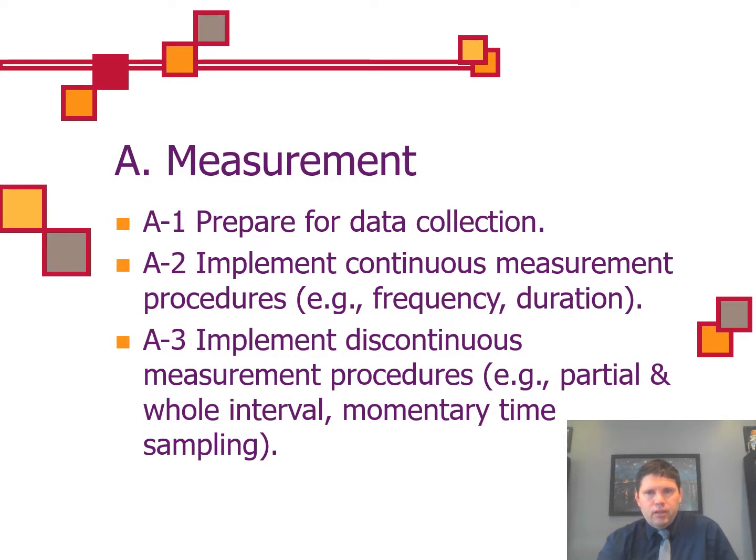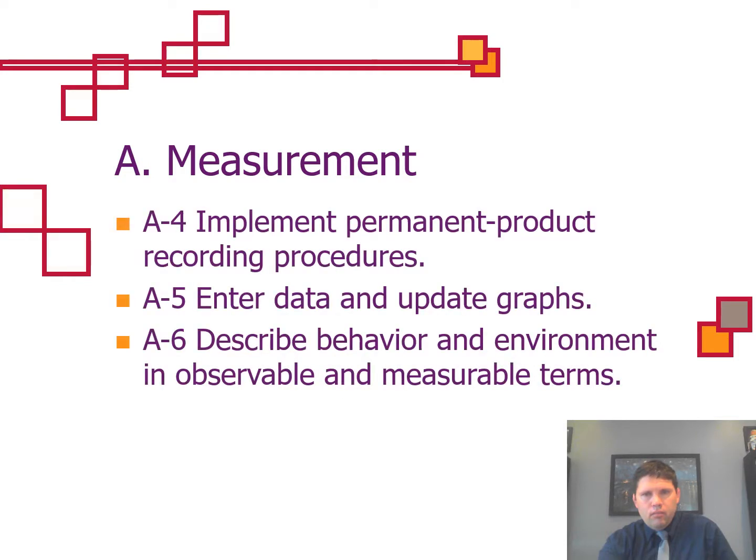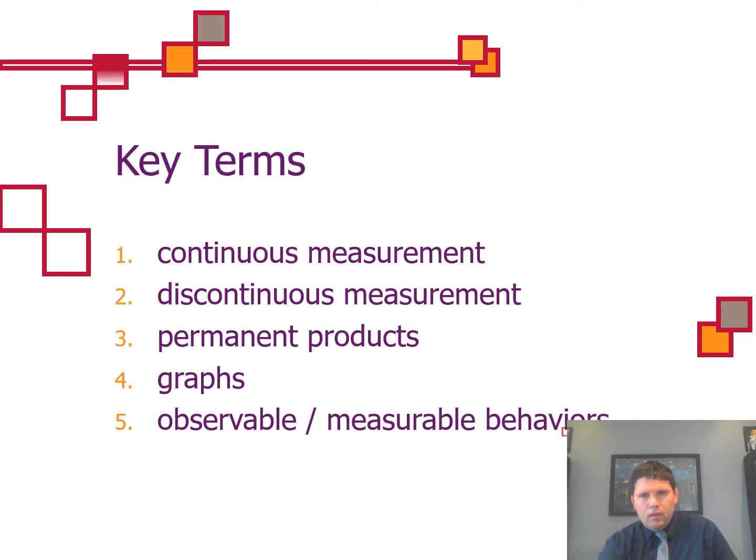These are our RBT task list items that we're going to be talking about this week, including data collection, different measurement procedures, both discontinuous and permanent products, data and graphs, and describing behavior in the environment in observable and measurable terms. So these are our key terms: continuous measurement, discontinuous measurement, permanent products, graphs, and then the observable and measurable ways of looking at behavior.